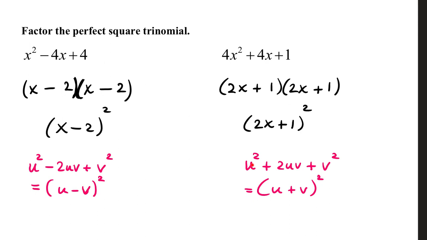4x squared has a square root of 2x. 1 square roots to 1, and you just make sure you put the plus sign. Again, on trinomials, when the last sign's a plus, use the first sign twice.